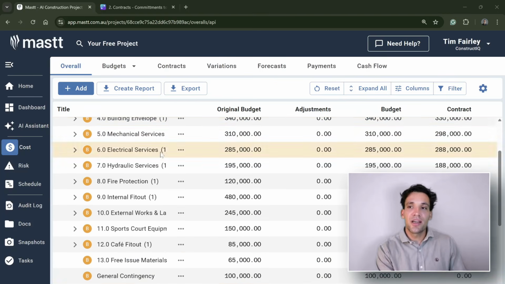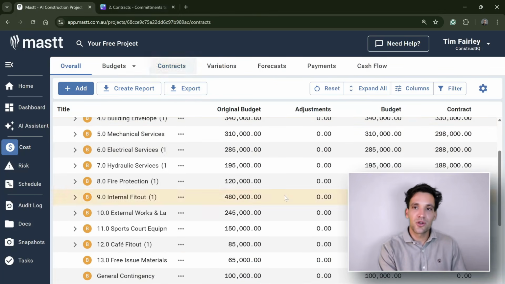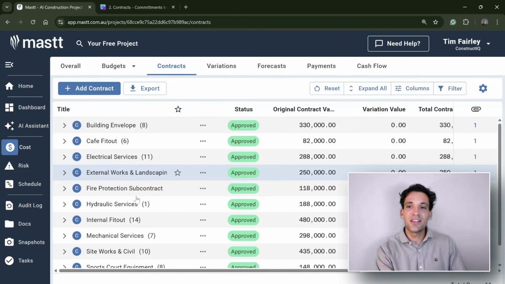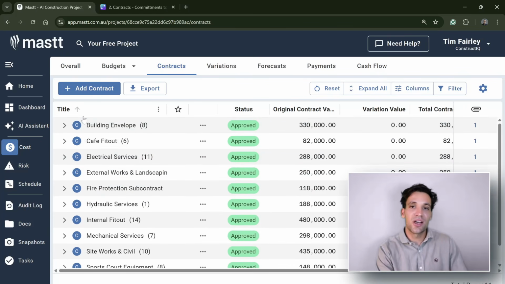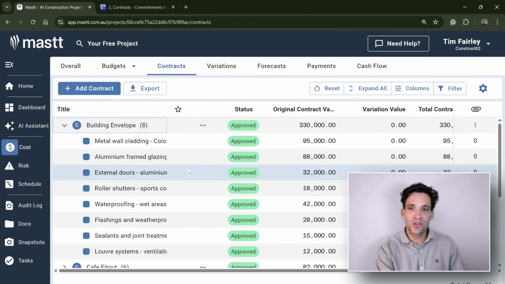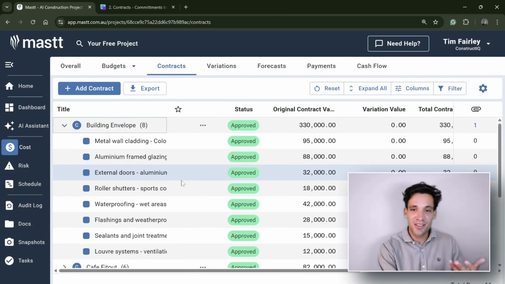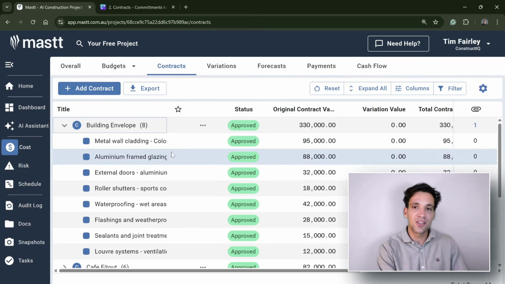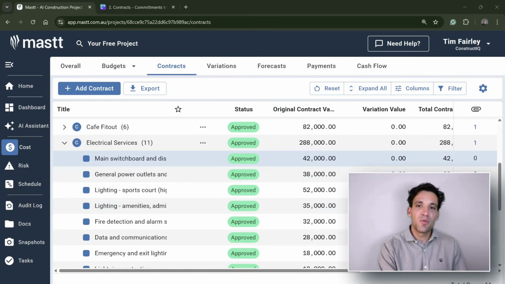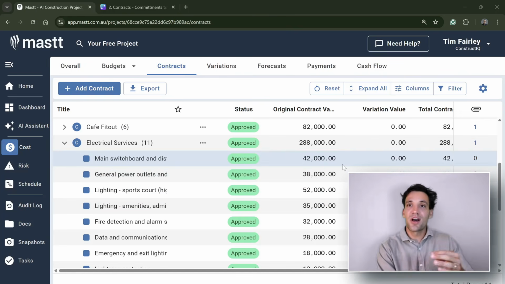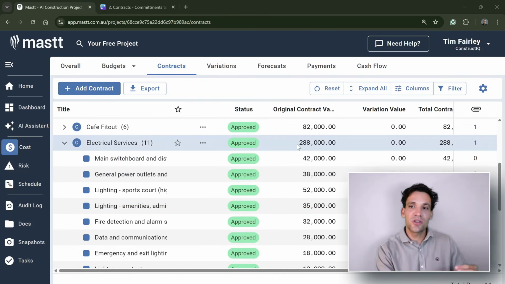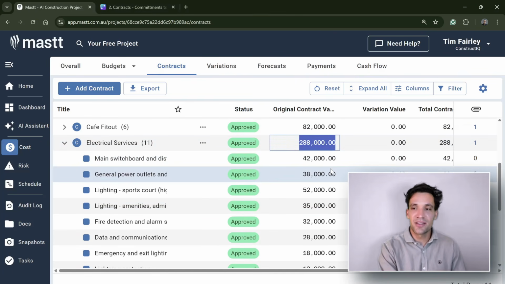Okay, so if I go to my cost control tool, I go to the contracts tab, I can see all the contracts that I have signed with vendors. Each of these contracts is represented as a schedule of values or payment certificate or however you call it. But it's basically a breakdown of the scope into quantities and rates. So if I look at my electrical commitments or my electrical contract, the contractor is going to charge us 288 grand to do the work.